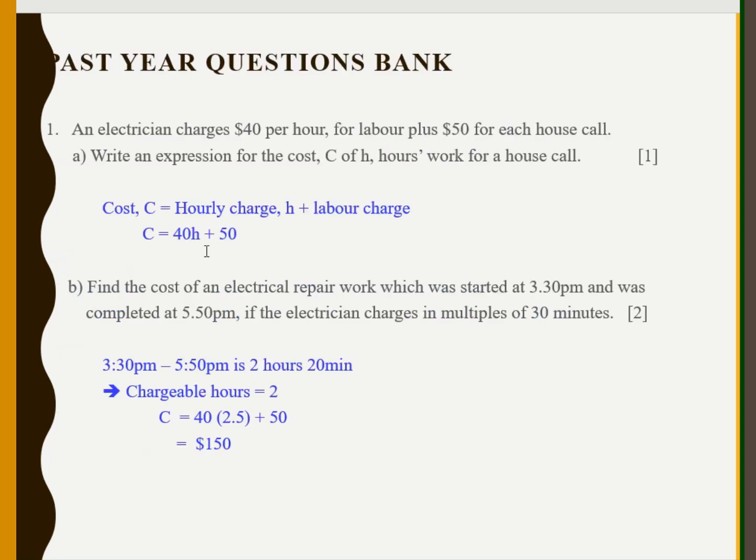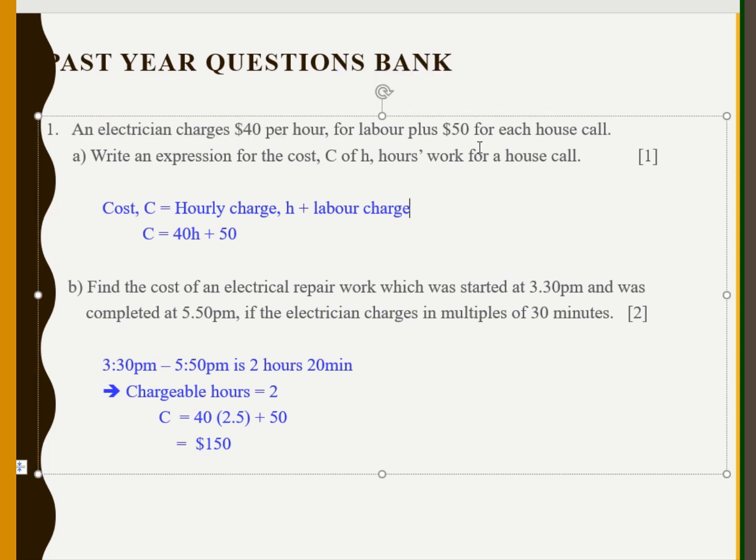So let's go through the past year questions now. An electrician charges 40 per hour for labor. So the cost is hourly charge plus 50 for each house call. That means for the labor charge, the 50 is a standard charge. So write an expression for cost of H work hours for a call.